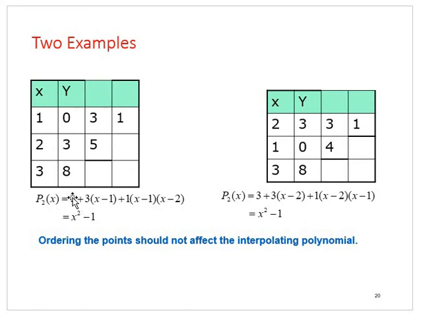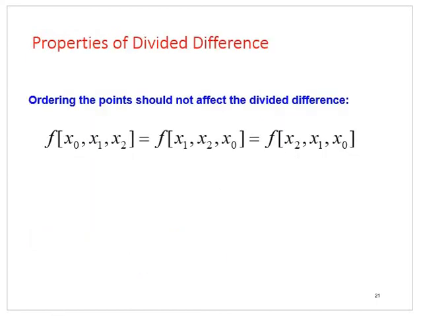Fine. And then your polynomial will be this first row, excluding the x value. So it will be 0 plus 3 times x minus 1, the first point, plus 1 times x minus 1 times x minus 2, these first 2 points.